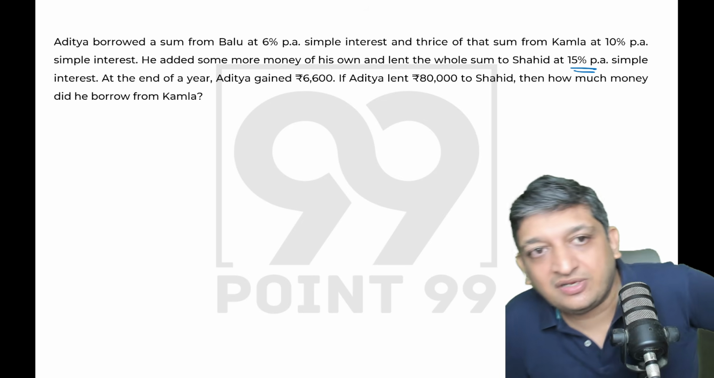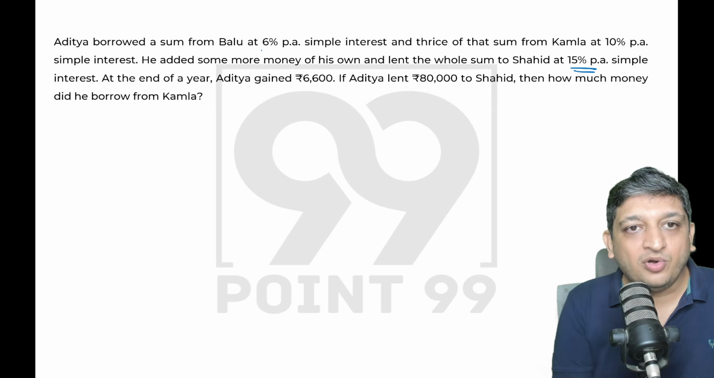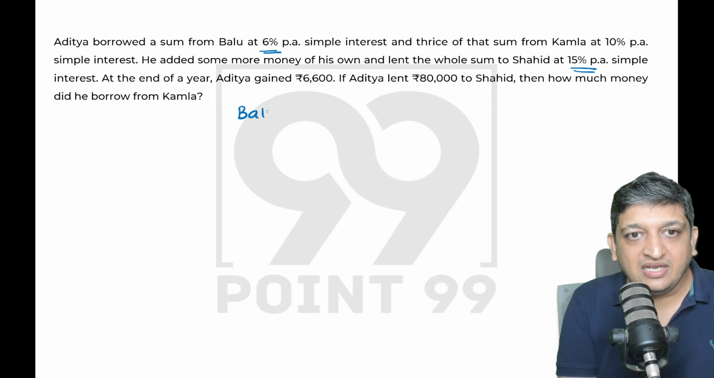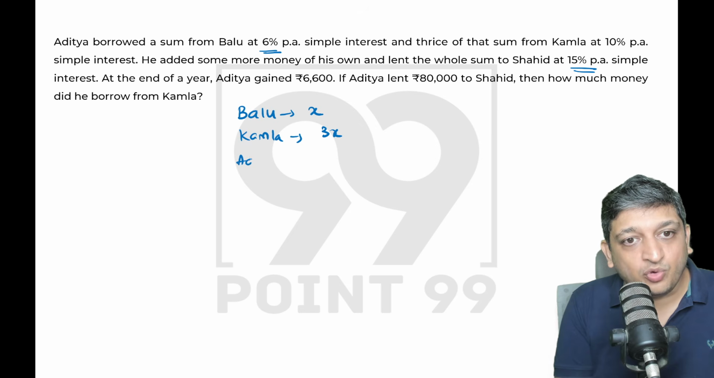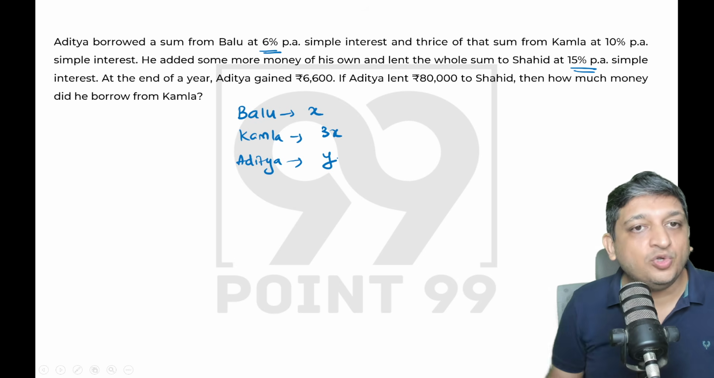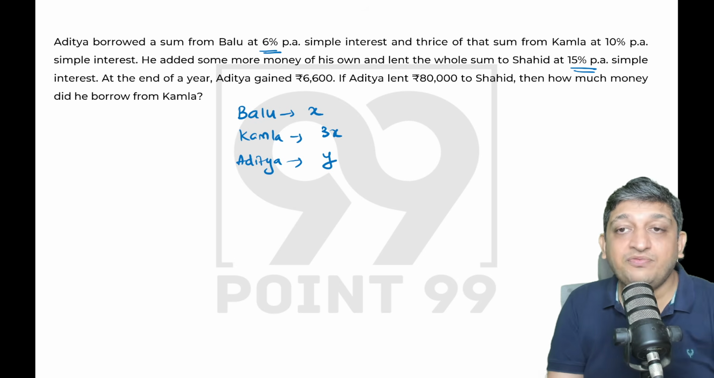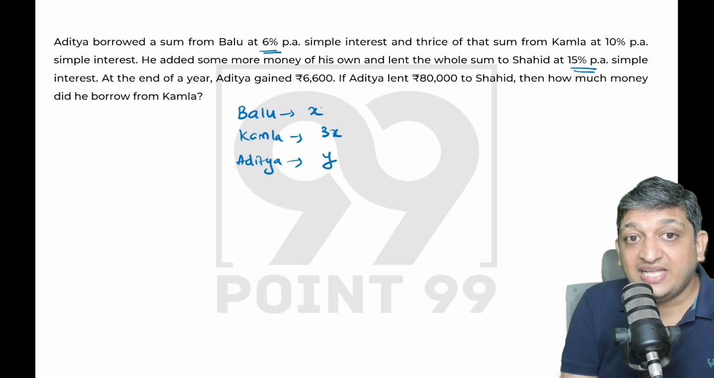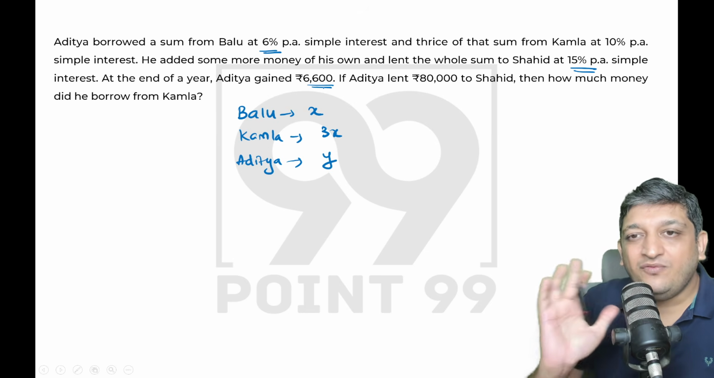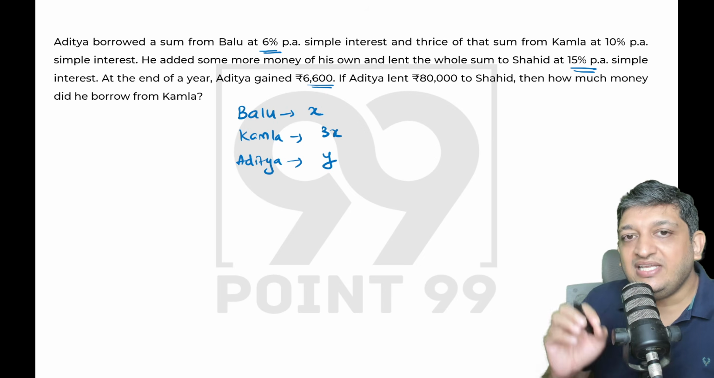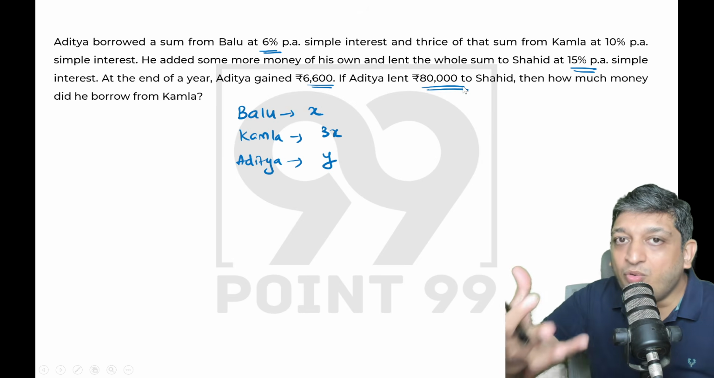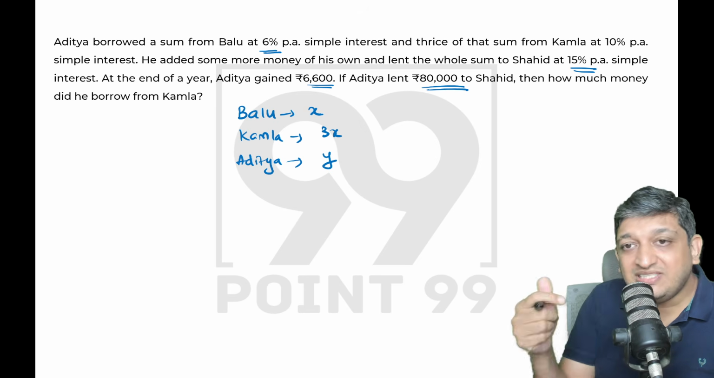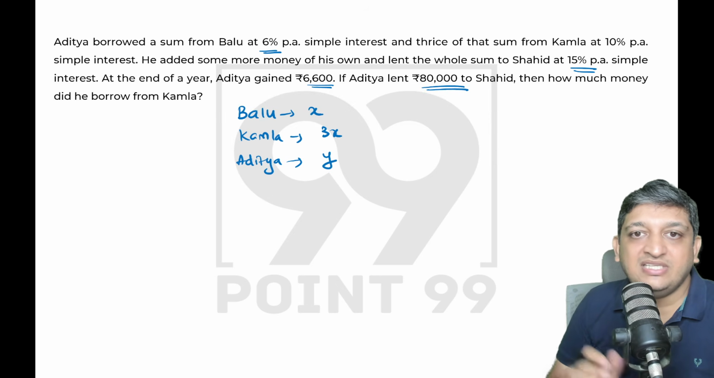So let's see what we can do with this particular thing. So let's say, for example, he borrowed X rupees from Balu. So I'll just write this. Let's say he borrowed X rupees from Balu. What about Kamla? He would have borrowed 3x rupees from Kamla. He added some money of his own. So let's say Aditya added Y rupees of his own. And he lent the entire thing to Shahid at 15% per annum simple interest. And we know that Aditya gained 6,600 rupees. Now, one way of thinking about this is, Aditya had lent 80,000 rupees to Shahid. So what would be the amount that he would have got from Shahid? He would have got 80,000 rupees and the simple interest that would have been accumulated on this 80,000 rupees, right?